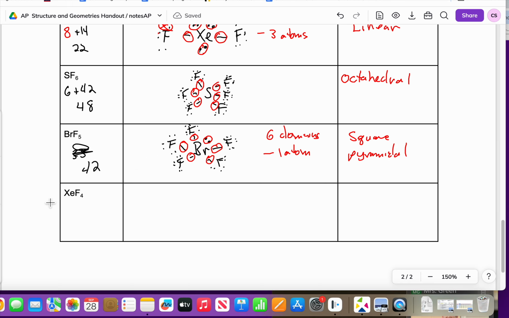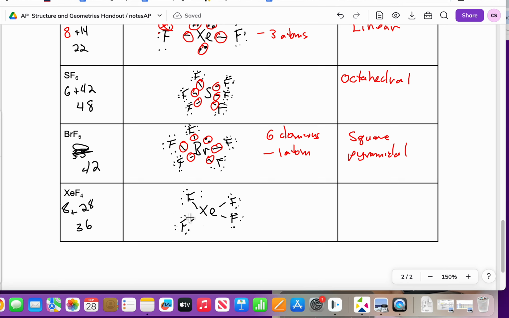All right, the last one. Let's see if I can do better this time counting these up. So xenon has 8. Fluorine has 7 times 4, that's 28. 28 plus 8 is 36. Hopefully I counted right this time. A little rough on counting today. So Xe, we're going to put F, F, F, F. I'm going to put lone pairs to satisfy the octet rule around the outside elements. So there, everything's getting 8 around it.